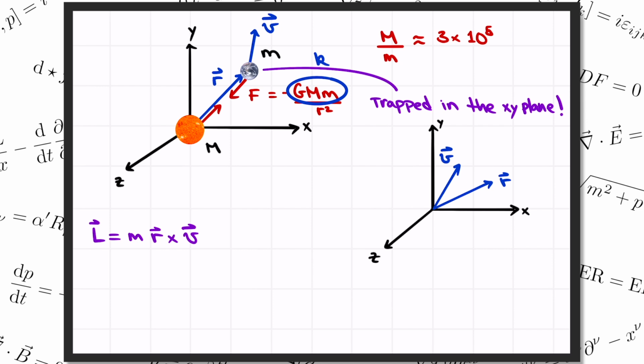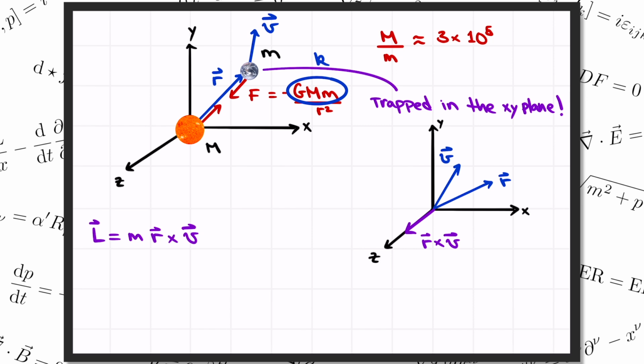First of all, the cross product of two vectors gives you another vector, and its direction is perpendicular to both of the vectors that you started with. So since r and v were both in the xy plane, their cross product points in the z direction, coming out of the page here.